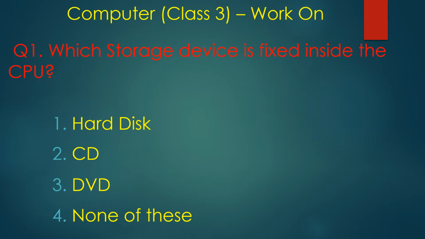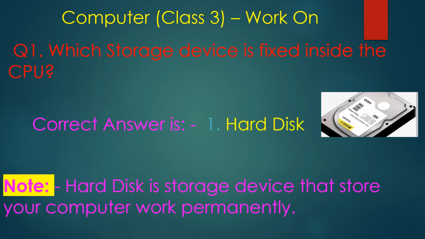Which storage device is fixed inside the CPU? Hard disk, CD, DVD, none of them. Hard disk is the storage device that is fixed inside the CPU. See the image. This is the hard disk. Hard disk is a storage device that stores your computer work permanently. You have to store the data that you work on the computer.